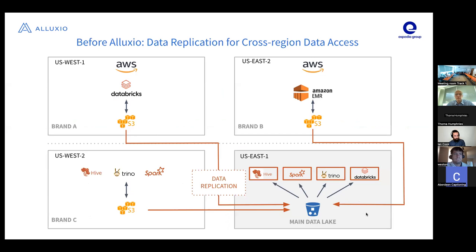Before adopting Alluxio, they were using data replication, with some open source tools developed by themselves. It's half manual, half automatic, but it still needs a lot of work. For example, in their main data lake region, they are running a lot of different compute engines such as Hive, Spark, Trino, Databricks, Dremio, and many other applications. Each time they need to join tables from different brands or retrieve some historical data, they have to replicate the S3 buckets from different locations back to the main region. So they have a lot of different S3 buckets being copied on a daily basis, more than terabytes of data daily.